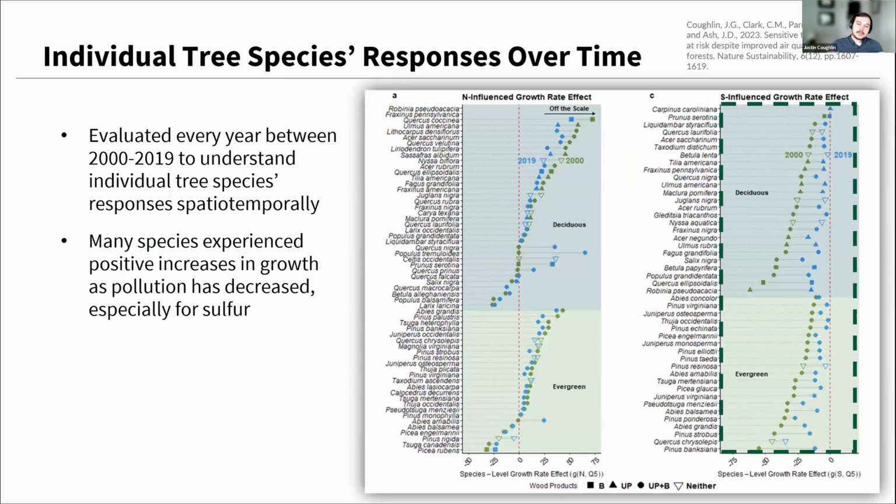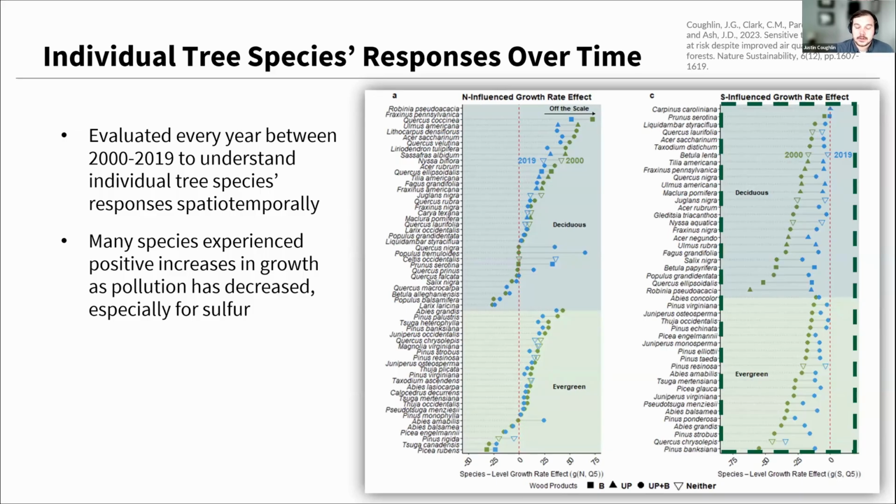We also evaluated every individual species through time, so between 2000 through 2019 at all FIA plot locations. So here I'm showing plot level results. The green is the year 2000 and the blue is the year 2019. And so we are looking through time at how individual tree species are responding. So this is the fifth percentile for that given species, so again, the worst impacted trees within that species range.